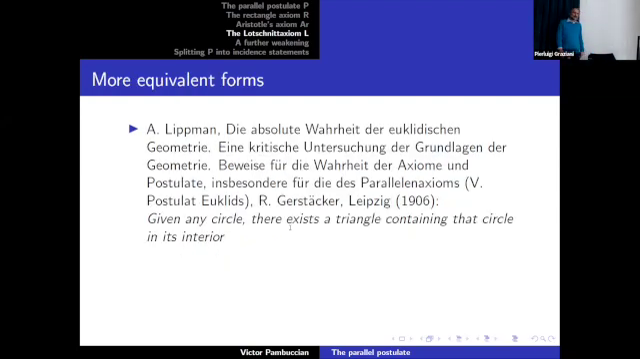More equivalent forms. A fellow named Lippmann, who shows up in the Jahrbuch über die Fortschritte der Mathematik only through another book, the first volume of some thermodynamics thing, and else not at all, published in 1906 a booklet called Die absolute Wahrheit der euklidischen Geometrie, eine kritische Untersuchung der Grundlagen der Geometrie. Beweise für die Wahrheit der Axiome und Postulate, insbesondere für die des parallelen Axioms, des fünften Postulats Euklids. So, the absolute truth of Euclidean geometry, a critical analysis of the foundations of geometry. Proofs for the truth of the axioms and postulates, in particular for the fifth postulate.